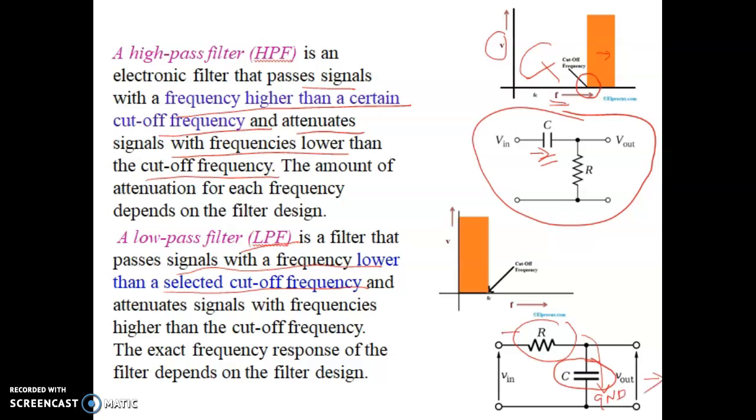But for low frequency signals, this capacitance provides a very huge, that is infinite, resistance. So the capacitance is not conducting. So we will have an output over here. So that is the theory. So we will have an output of low frequencies and all high frequencies are filtered out.